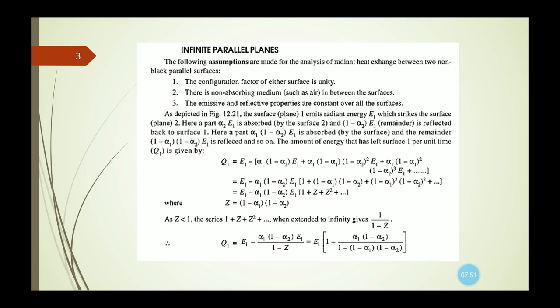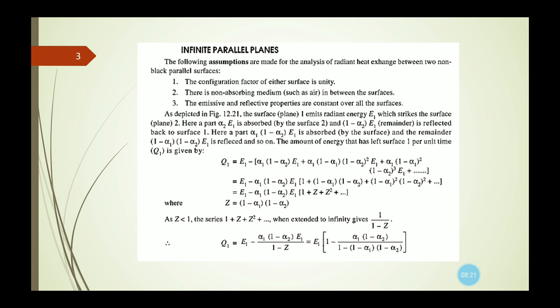Now we can form one equation for the amount of energy that has left surface 1 per unit time. If we represent that as Q1, then Q1 is E1 minus alpha 1 into (1 minus alpha 2) into E1 plus alpha 1 into (1 minus alpha 1) into (1 minus alpha 2) squared into E1 and so on. In this way we can formulate the equation for the amount of energy which has left the surface 1 per unit time.